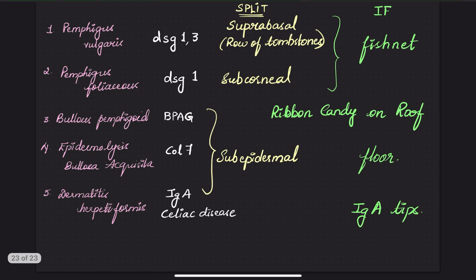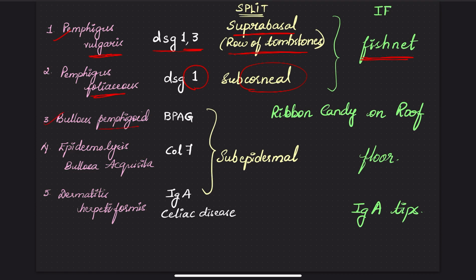Let us summarize all the blistering diseases once again. Firstly, in pemphigus vulgaris, there is involvement of desmoglein 1 and 3, and the split is a suprabasal split, that is a row of tombstones. And in foliaceus, there is only desmoglein 1 involvement, and a subcorneal split is seen. Both these pemphigus groups show a fishnet pattern on immunofluorescence.